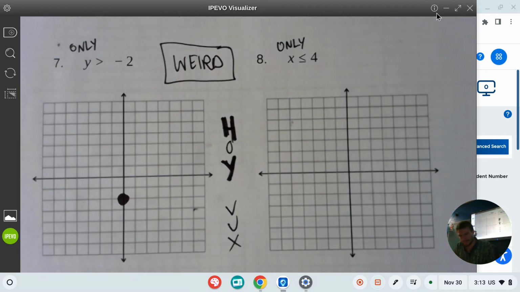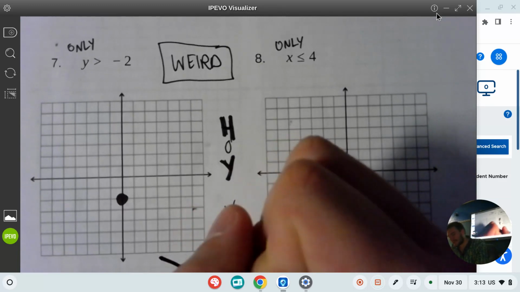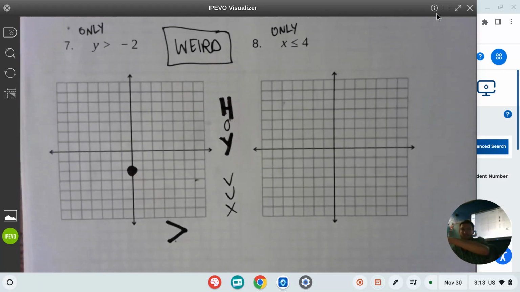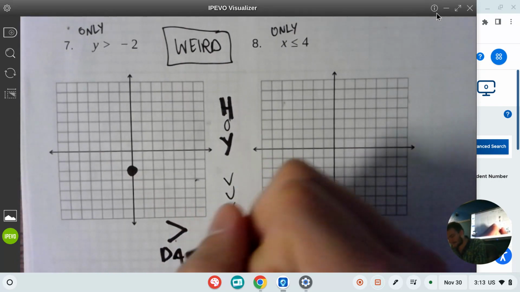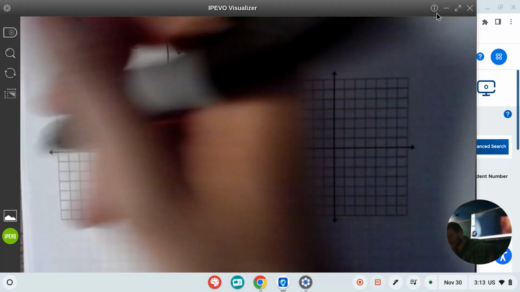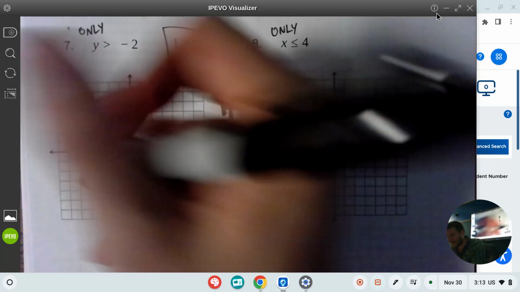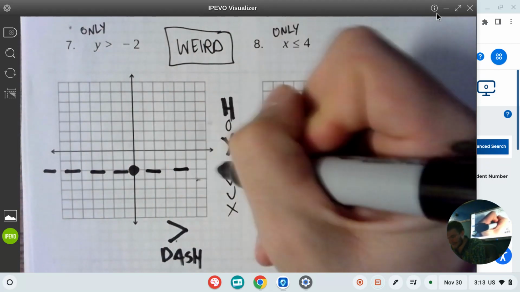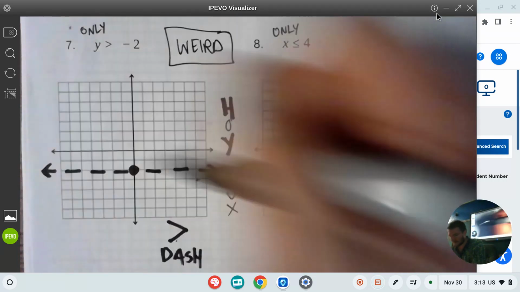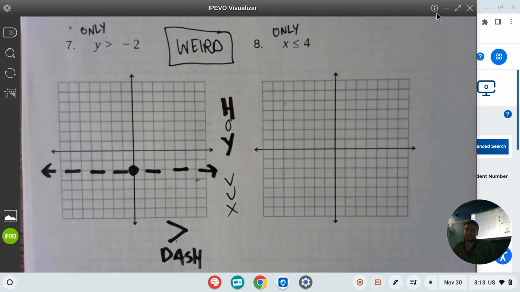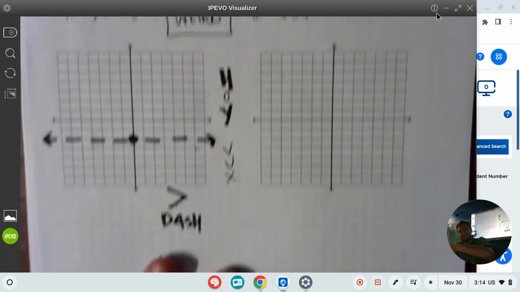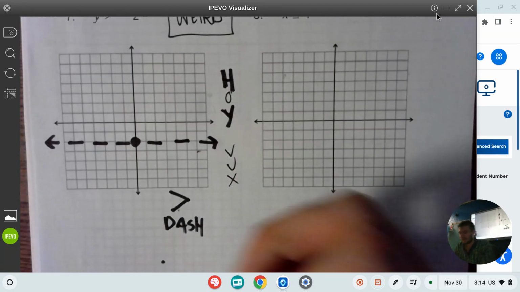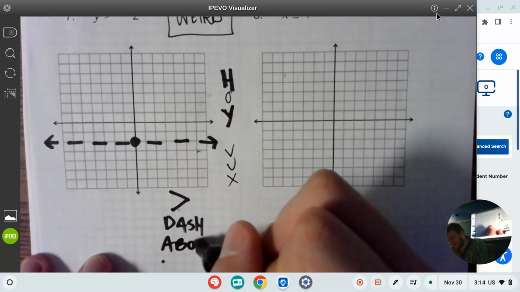But wait, this is our symbol. Is that a solid or a dashed symbol? That's a dashed symbol. Okay, so my horizontal line needs to be dash, dash, dash, dash, dash, dash. Now, look at this symbol again. Is that an above symbol or a below symbol? That's an above symbol. Okay?